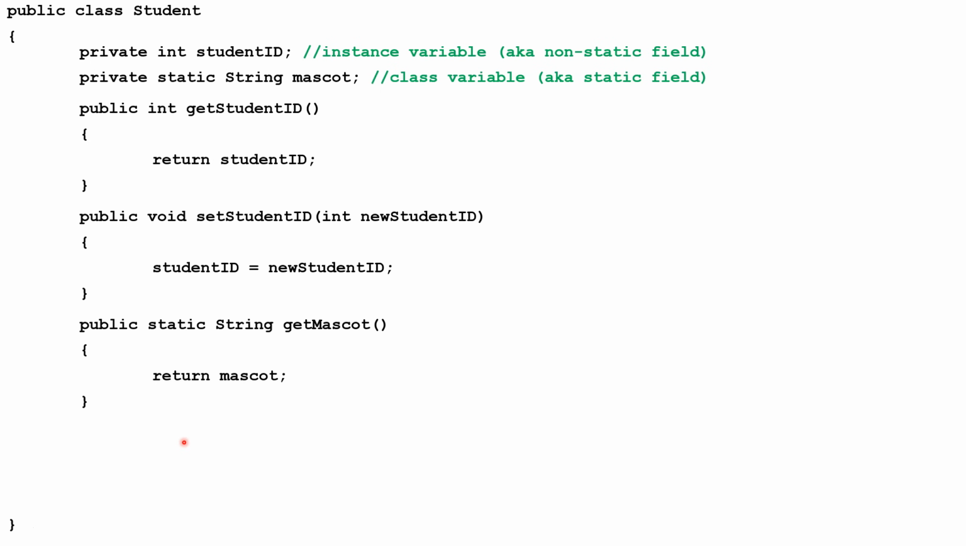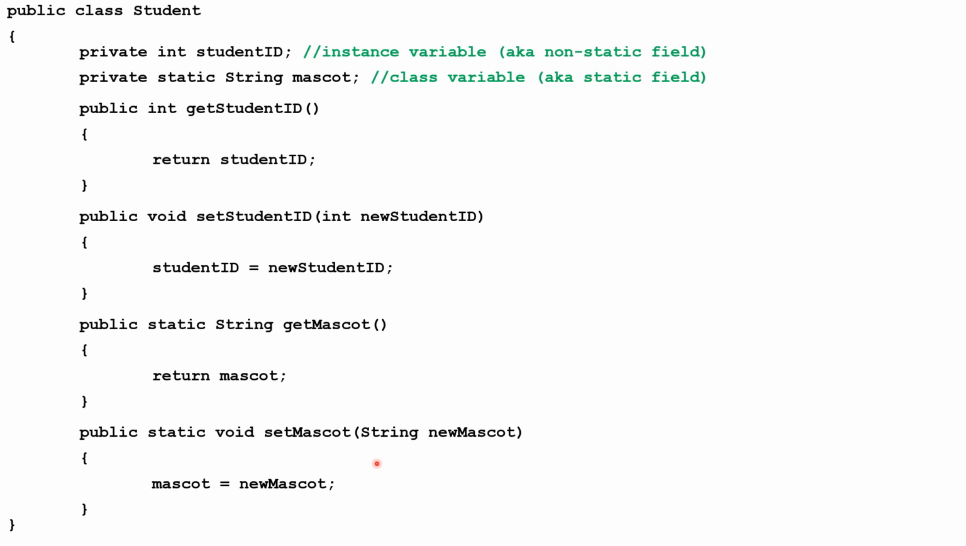Next, we'll make a setter method for mascot. So we'll say public static. It's a void method because we're not returning anything. We're going to call it set mascot, and we need to pass it a new value. So we're making a parameter string new mascot, and we're setting the mascot field equal to the parameter new mascot.